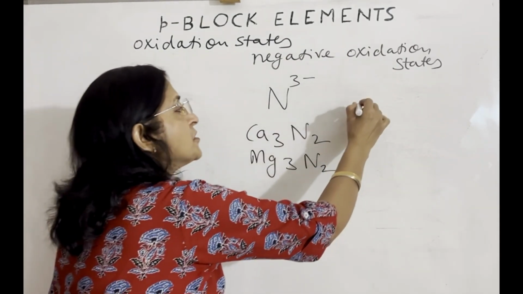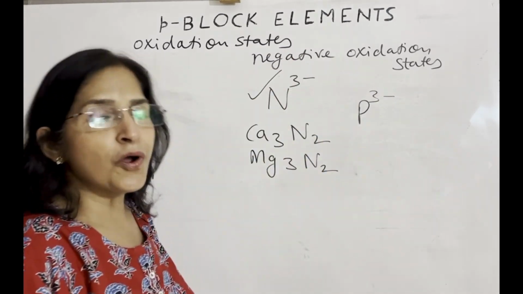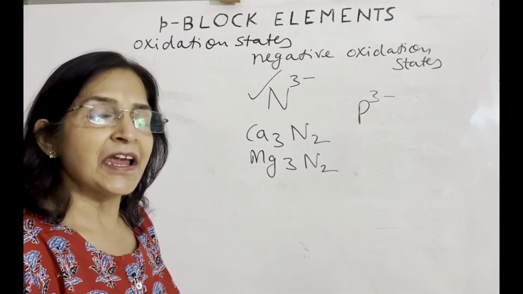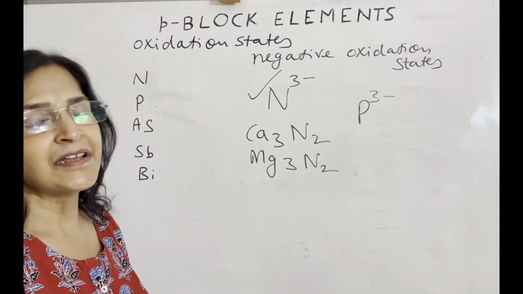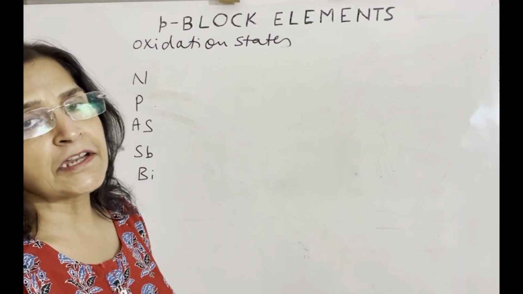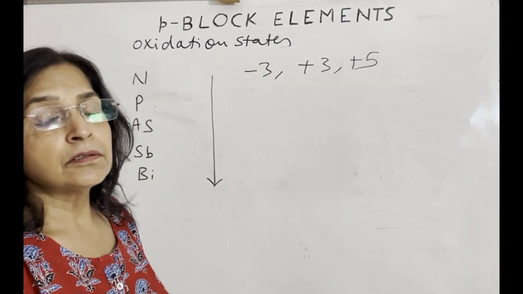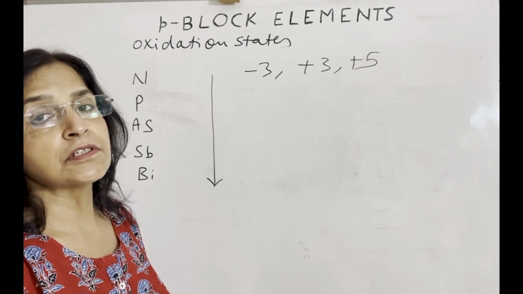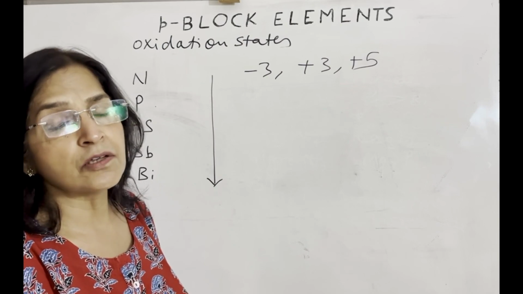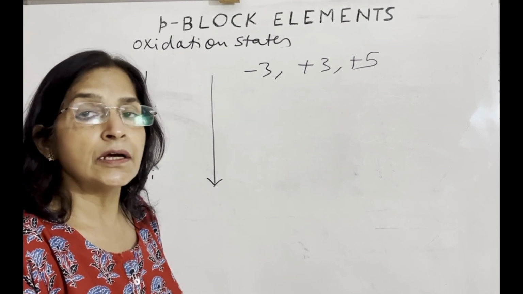Phosphorus also forms phosphide ion, but the tendency to form N3- ion is more in comparison to phosphorus. Although phosphorus also exists in -3 oxidation state and forms compounds with electropositive elements like calcium and magnesium, for example magnesium phosphide. The common oxidation states of these elements are -3, +3 and +5. And the tendency to show +5 oxidation state decreases as we move down the group, but the tendency to show +3 oxidation state increases as we move down the group. This is due to the inert pair effect.